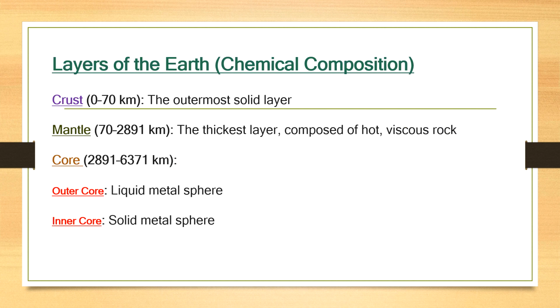So friends, here you can see the layers of the earth and how's its chemical composition. So crust, which is 0 to 70 kilometer, and it is the outermost and solid layer, and we all are living on this layer only, on the crust. Then from this 70 kilometer to the next 2891 kilometer, this layer is mantle.